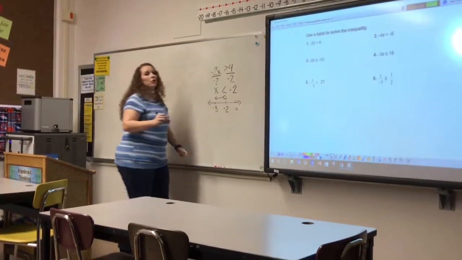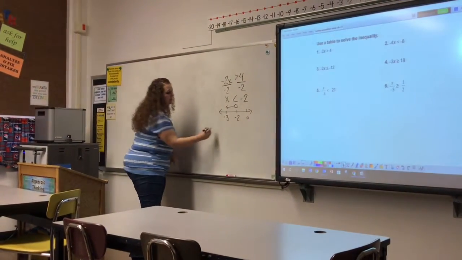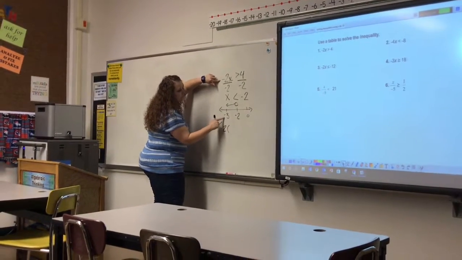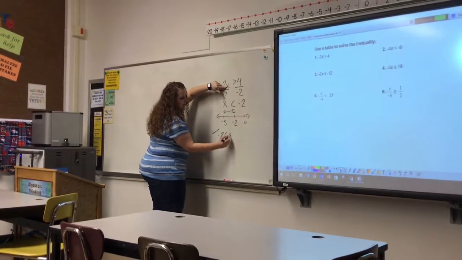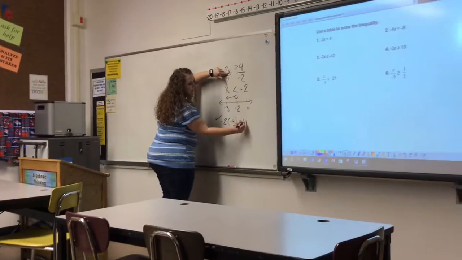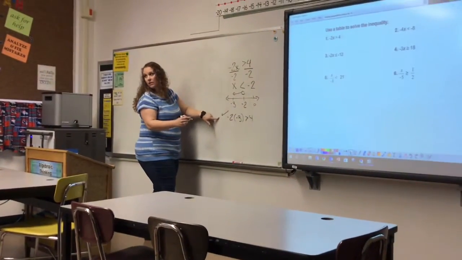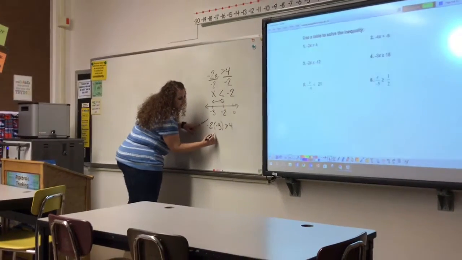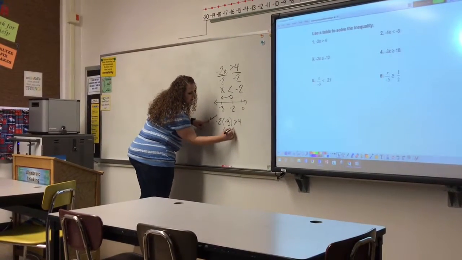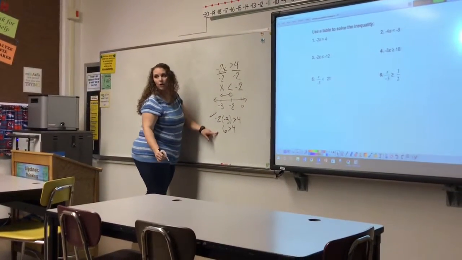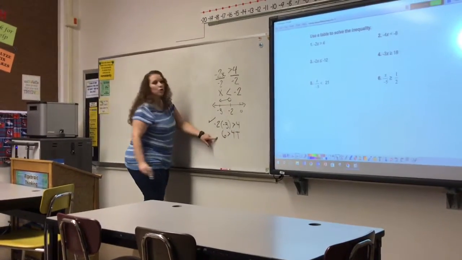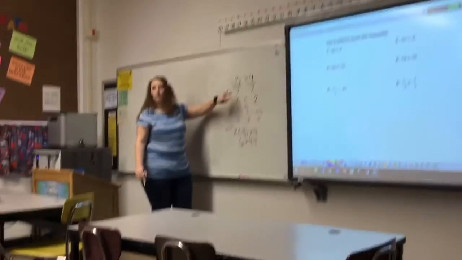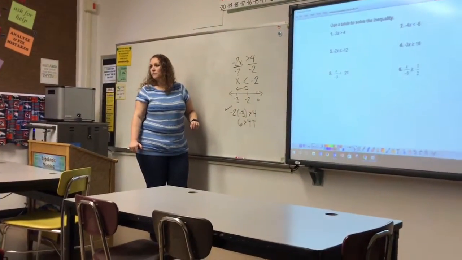What should I pick? -3. So I can substitute -3 in for my x. This is my check. Write my original inequality, and if this is true, I did it correctly. So -2 times -3 is +6. Is +6 greater than 4? Yes, that is true. So I graphed it correctly, I did the problem correctly. It seems trippy, but it's not.